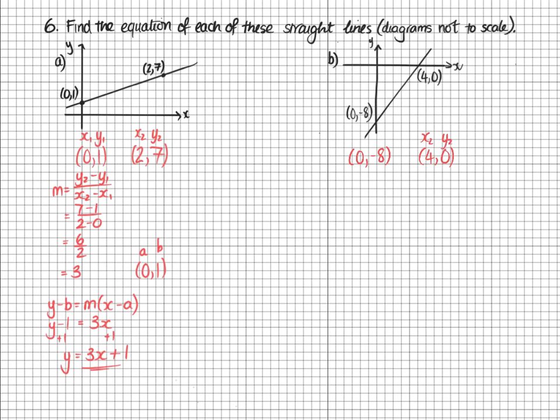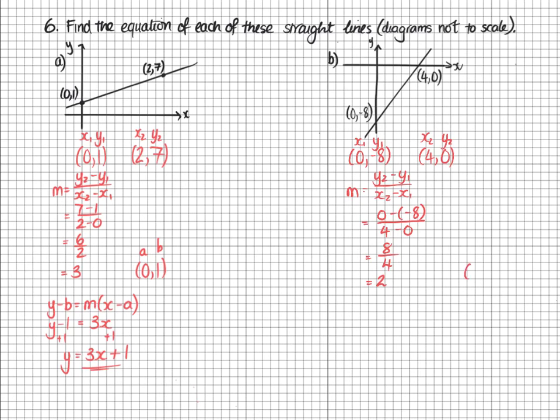x2, y2 for that one, x1, y1 for this one. So we have m equals y2 minus y1 over x2 minus x1. So we've got 0 take away minus 8, and 4 take away 0. On the top, taking away a negative is the same as adding, so we have 8. On the bottom we've got 4 take away 0, which is 4. So our m is just 2.